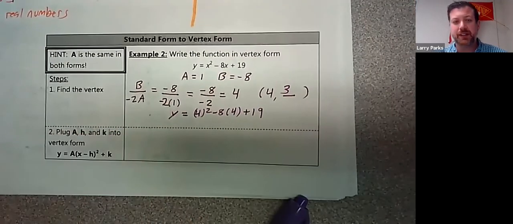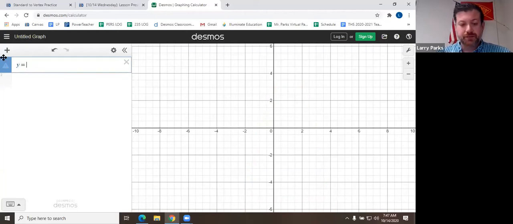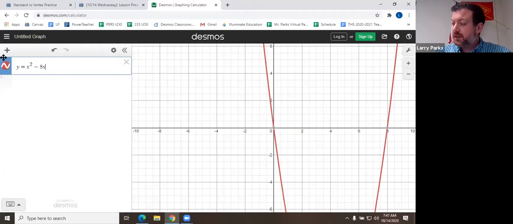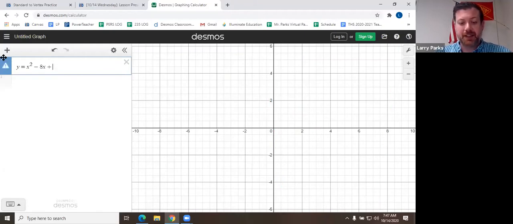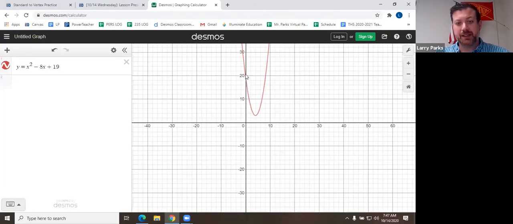Before I go any further, I love to double check my work. I'm going to go punch this in and hope I get the vertex 4, 3. Plus 19 means it has a y-intercept of 19, which you could see it goes way up there to 19. So let's see what my vertex is. 4, 3, that's what I got. All right, let's keep going.